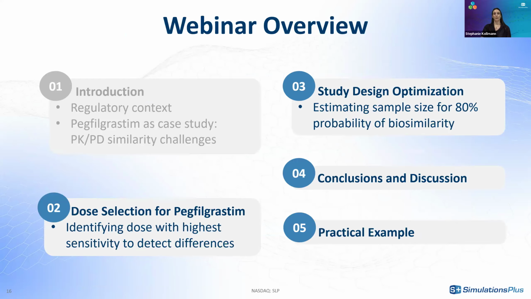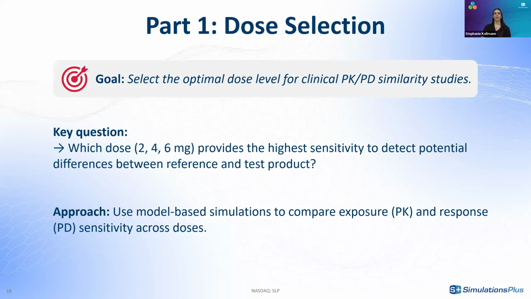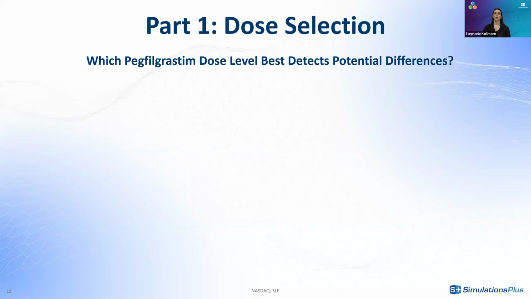So now let's move to the first part of the analysis, selecting the optimal pegfilgrastim dose to detect potential PK and PD differences. So the first question we address is dose selection. Which dosing level provides the best chance to detect small differences between the biosimilar and the reference product? Using the published PKPD model, we evaluate how each dose level reacts to controlled changes in key parameters.